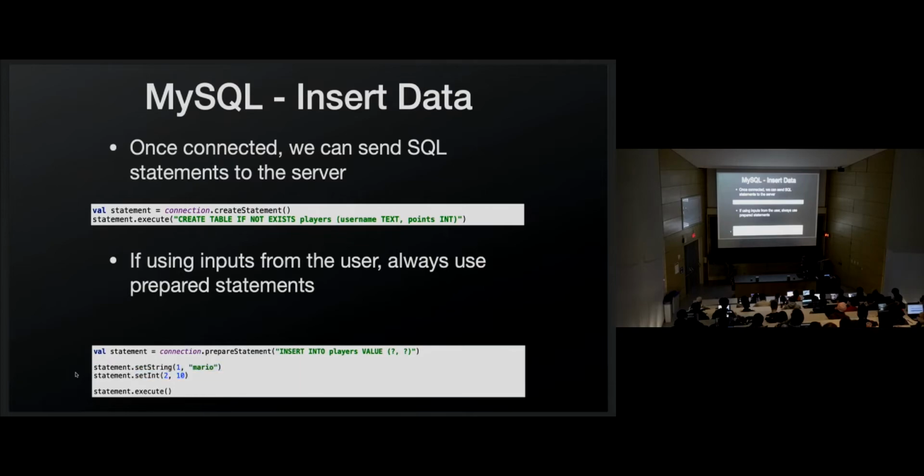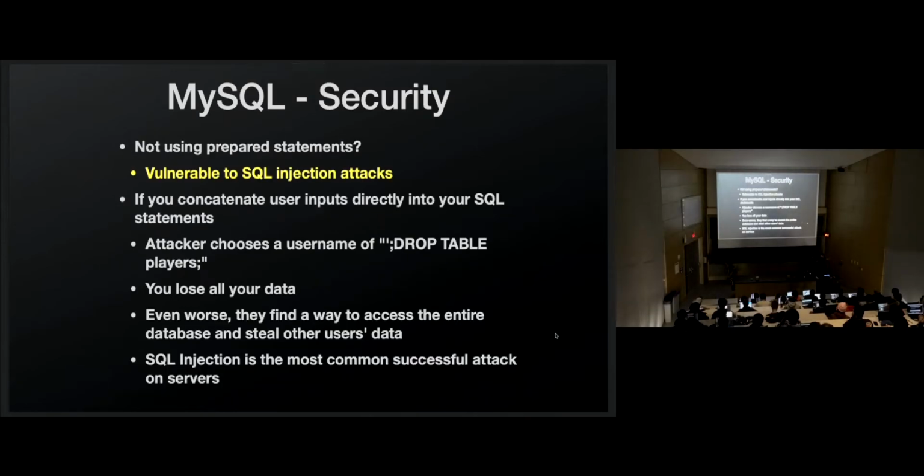So I'm going to insert the data of Mario and 10. When I do it this way, I'm specifying that Mario is a string and 10 is an int, which means this will only be interpreted as data. Then we're going to send off that statement. So what do I mean by that? What could happen if it's not just interpreted as data, as strictly a string?